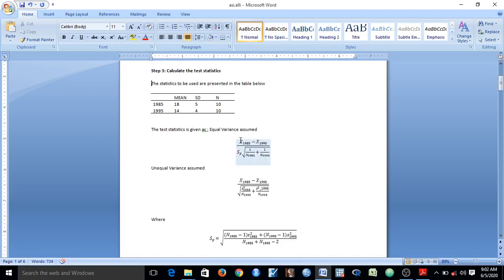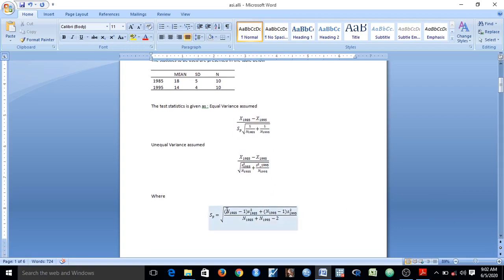First, the difference between the mean shopping time in 1985 and 1995, divided by Sp. This Sp is the pooled standard deviation. Pooled variance is used when we assume equal variance. So pooled variance is calculated as below.